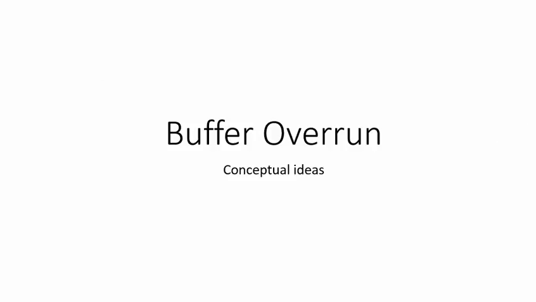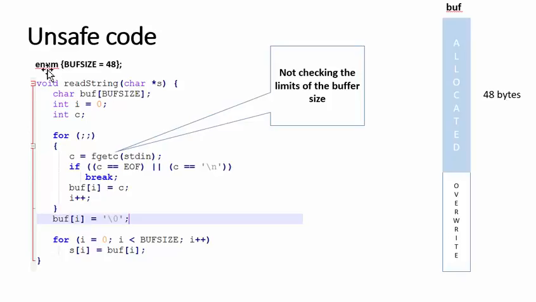So that's the goal. So you're given this program called unsafe code, this great program, which has a function called readString. ReadString has a buffer called buff, which is of size 48. And one of the problems with this code is that it's not checking the limits of the buffer size. So you have fgetc until it gets end of file or new line. So you can keep writing stuff.